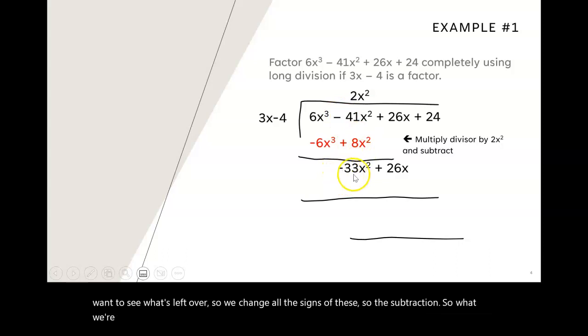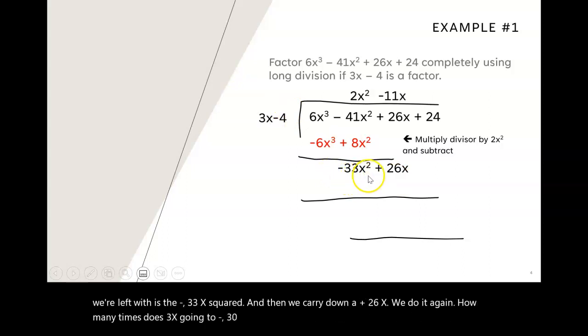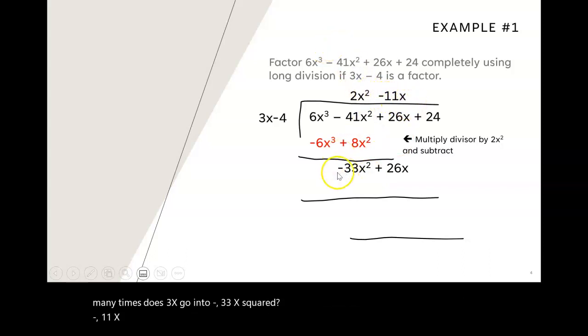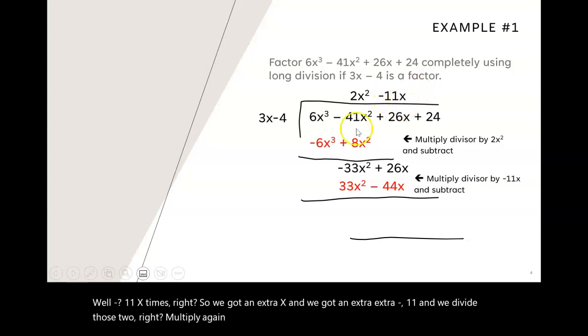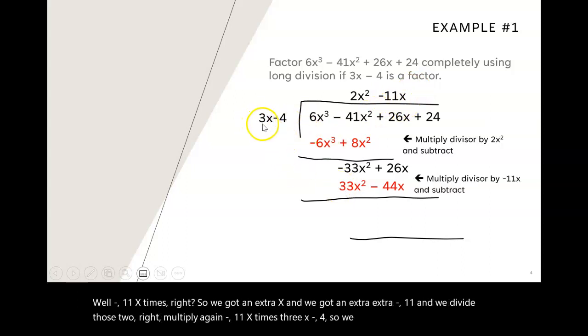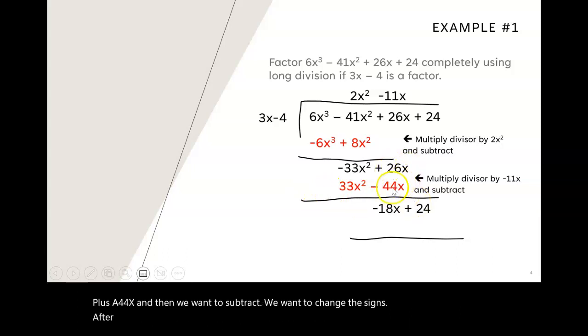What we're left with is a negative 33x squared, and then we carry down a plus 26x. We do it again. How many times does 3x go into negative 33x squared? Negative 11x times. We got an extra x and an extra negative 11 when we divide those two. Multiply again, negative 11x times 3x minus 4, so we end up with negative 33x squared plus 44x. Then we subtract by changing the signs. After that, 26x minus 44x is negative 18x. Carry down that 24. 3x goes into negative 18x negative 6 times.